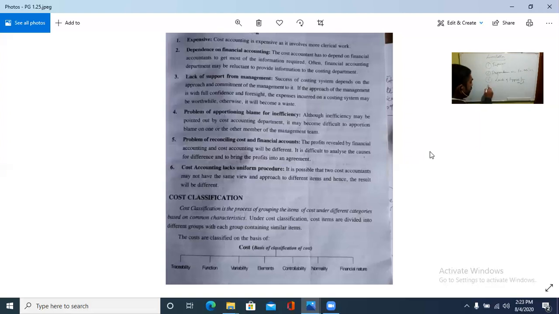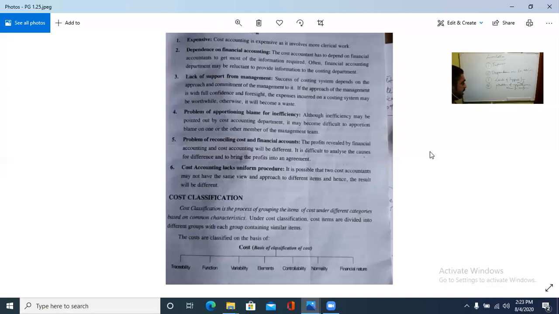Then fourth is what? Problem of apportioning blame for inefficiency, not efficiency. Blame for inefficiency. കാര്യക്ഷമമായിട്ട് വർക്ക് ചെയ്യുന്നില്ല എങ്കിൽ then ഈ ഒരു സിസ്റ്റം കൊണ്ട് എന്ത് എന്നുള്ളത് ആ ഒരു ഇത് പറയും. ഓക്കെ, ഇൻഎഫിഷ്യൻസി കാരണം കുറ്റപ്പെടുത്തൽ ഉണ്ടാകും. Although inefficiency may be pointed out by the cost accounting department, it becomes difficult to apportion the blame on one or other member of the management team. അത് ബുദ്ധിമുട്ടാണ്. ആരാണ് ഇൻട്രൊഡ്യൂസ് ചെയ്ത അവരുടെ പേരിൽ ബ്ലെയിം ചെയ്യുന്നത് ബുദ്ധിമുട്ടാണ്. So that is another limitation.